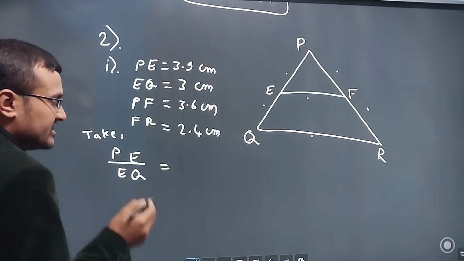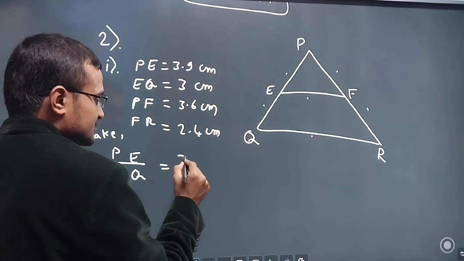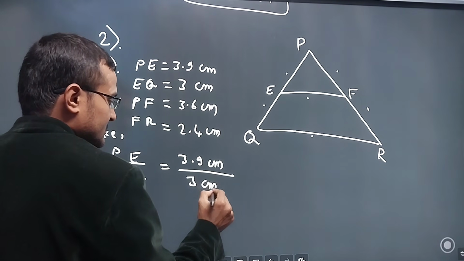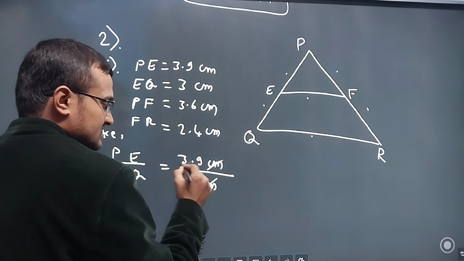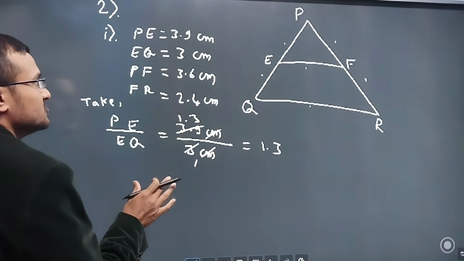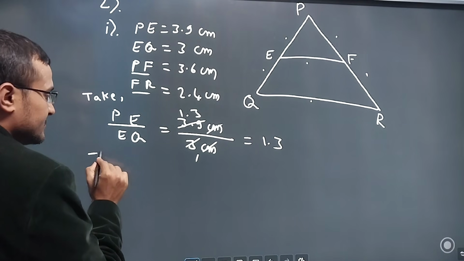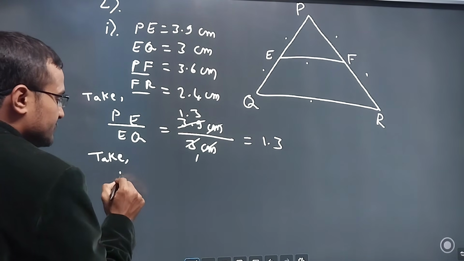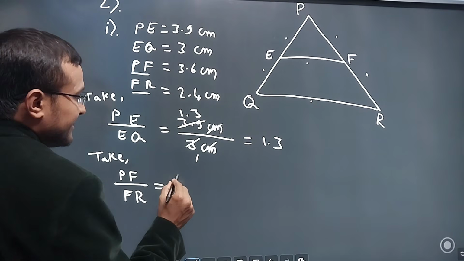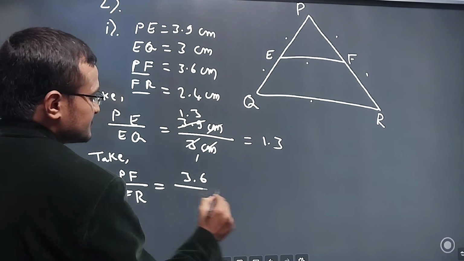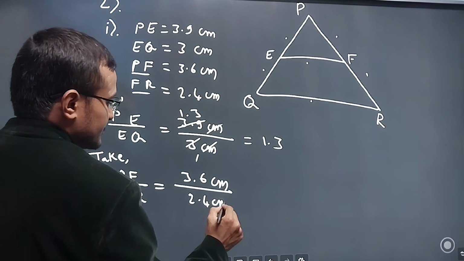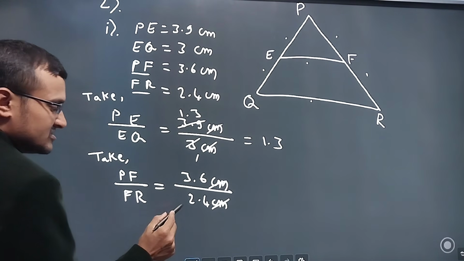So this is the first case. Now we will take PE by EQ. So PE by EQ means it is 3.9 centimeter divided by 3 centimeter. Centimeter gets cancelled with each other. 3 ones are 1.3. So 1.3 is the ratio. Now PF by FR. So if you take PF by FR, then it will be 3.6 centimeter divided by FR, which is 2.4 centimeter. So your centimeter gets cancelled with each other.